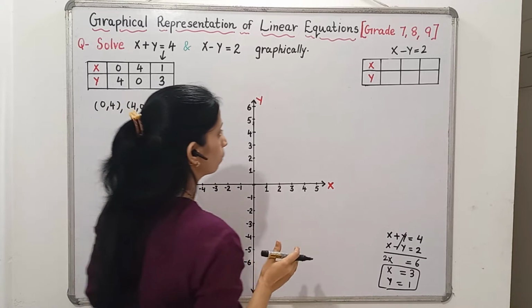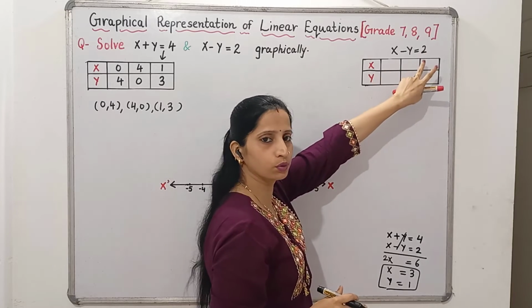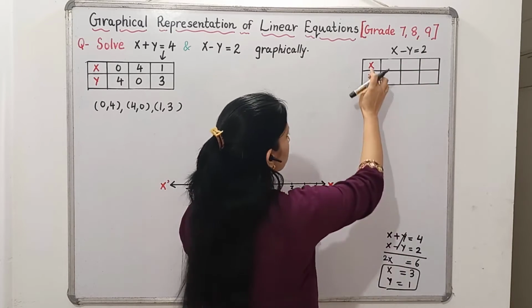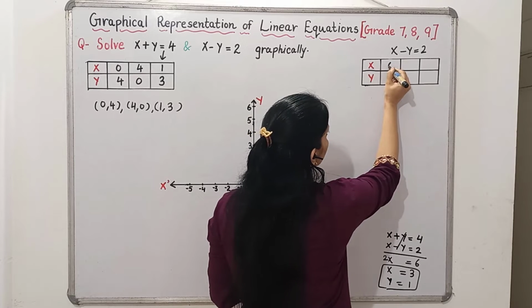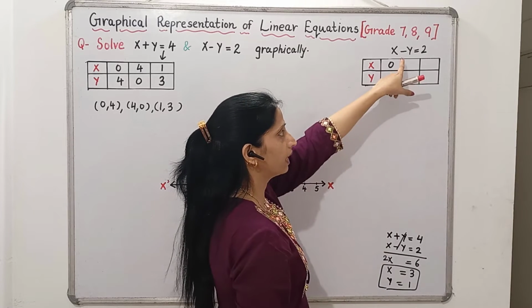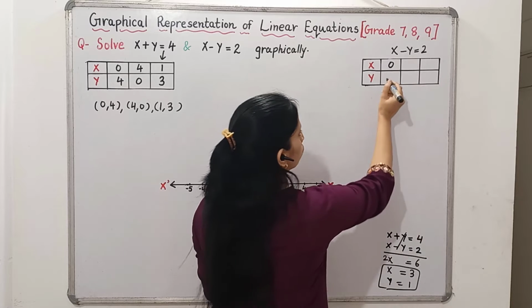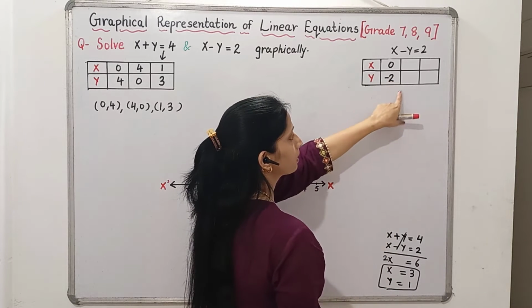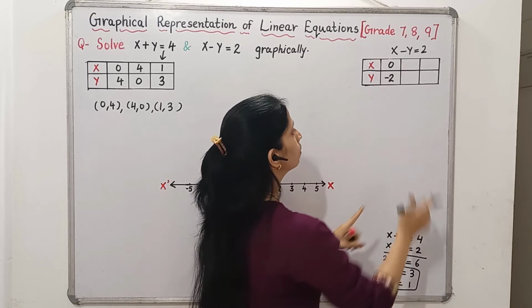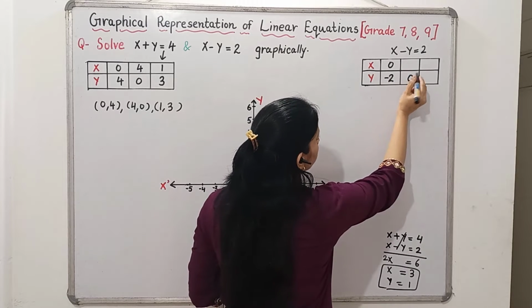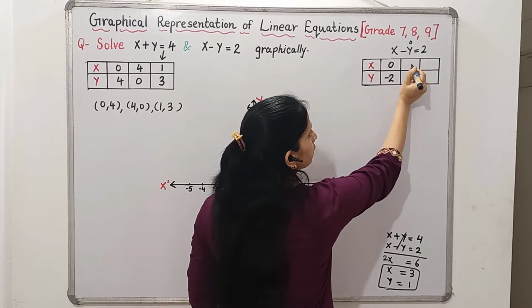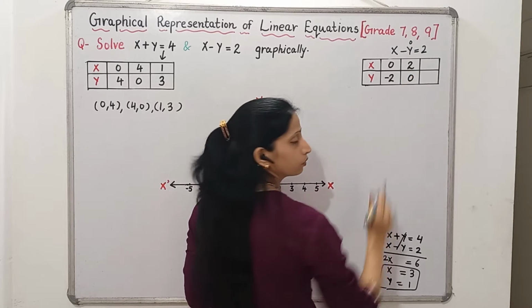Now, x minus y is equal to 2. Now we will make the table for this equation. So let's take again x is equal to 0. Then y will be equal to minus 2. Now, let's take y is equal to 0. If I keep 0 here, then what will be the value of x? It will be 2.